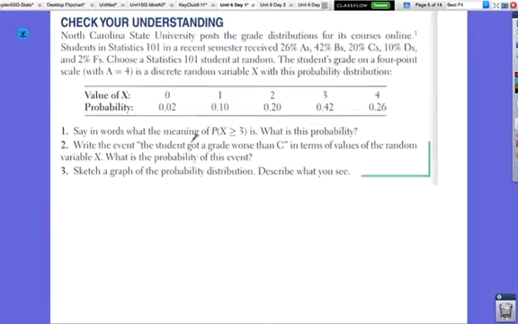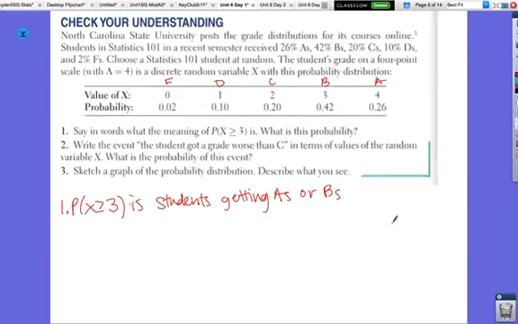Alright, so if we are saying that the probability of X is greater than or equal to 3, then that means that we are saying, because we know that 0 is our F's, 1 is our D's, 2 is C, and 3 is B, and 4 is A, based on this information here, then that means if the probability of X is greater than or equal to 3, that we're talking about a student or students getting A's or B's. It then asks us to calculate that probability.